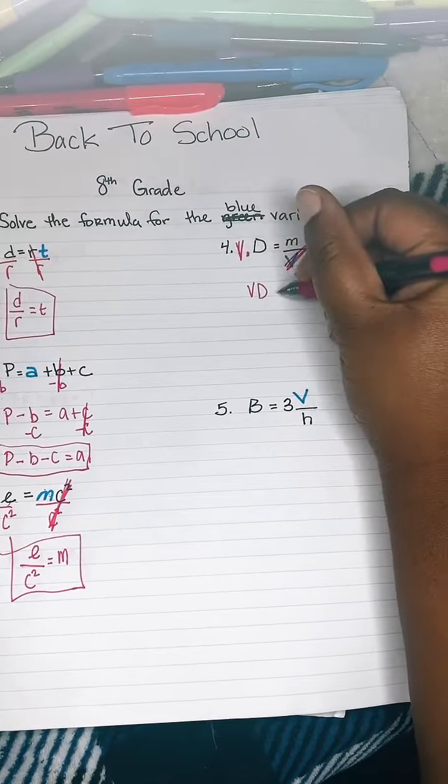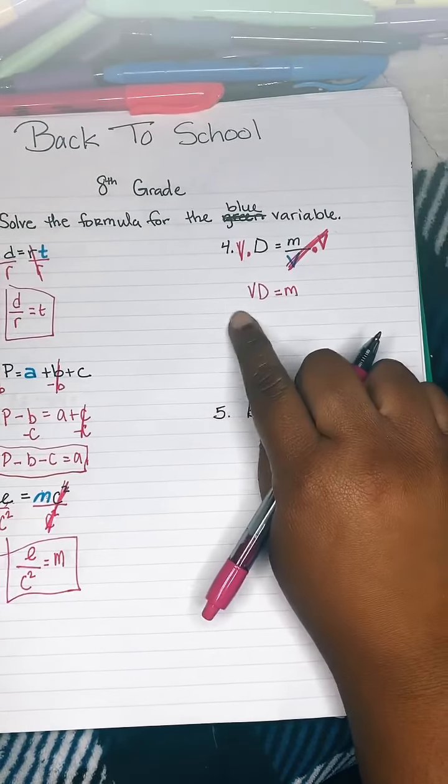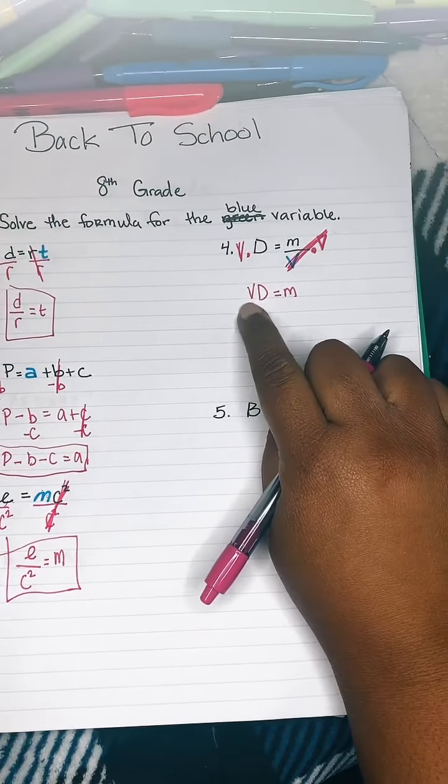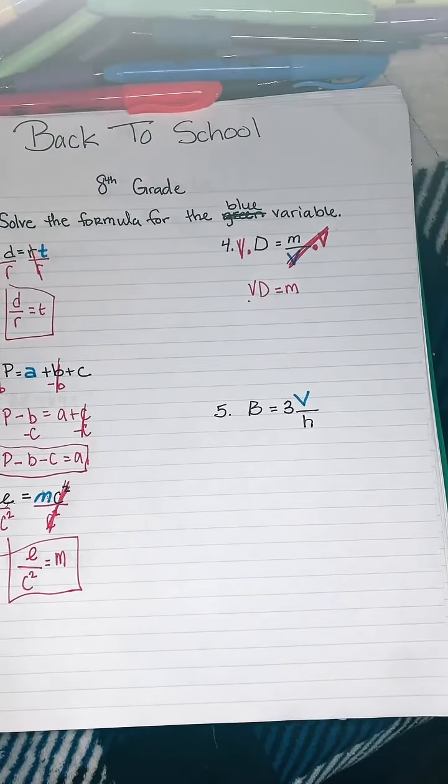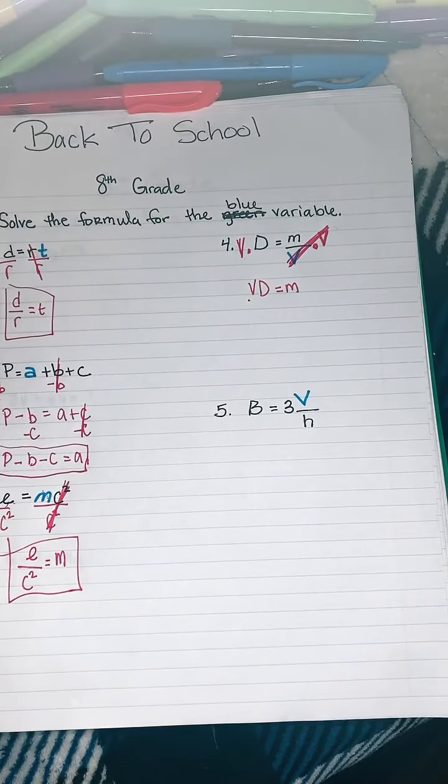VD equals M. Well, I still need this V by itself. So then what can I do to get V by itself?